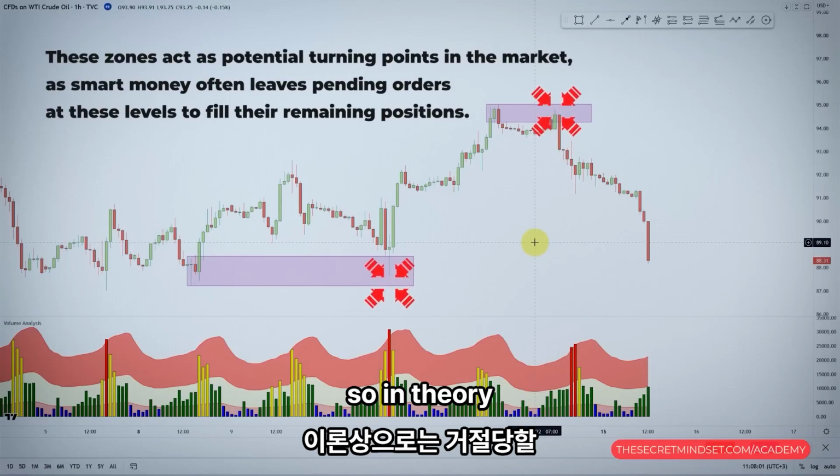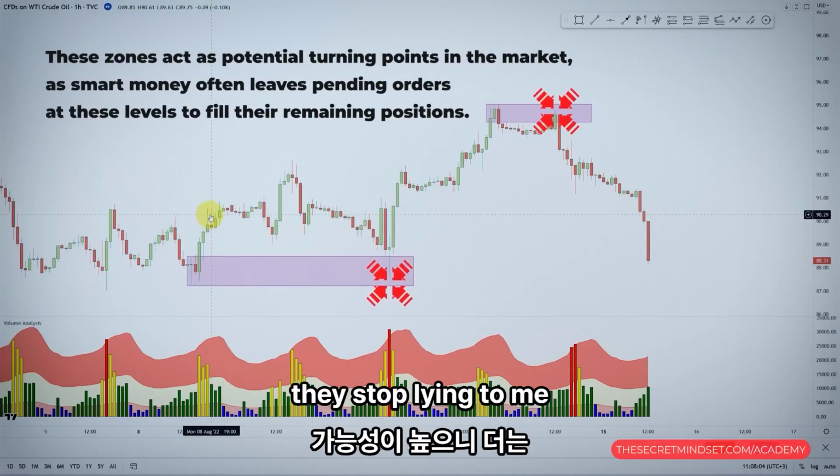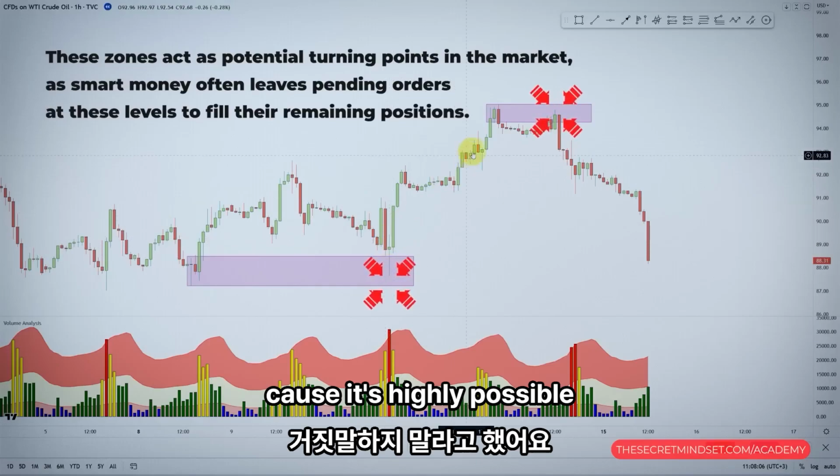So in theory, if prices revisit these supply and demand zones, it's highly possible that they will be rejected.